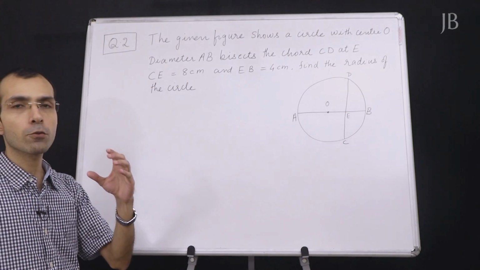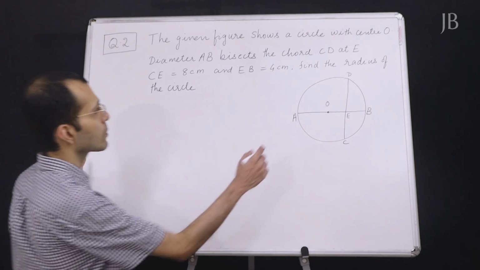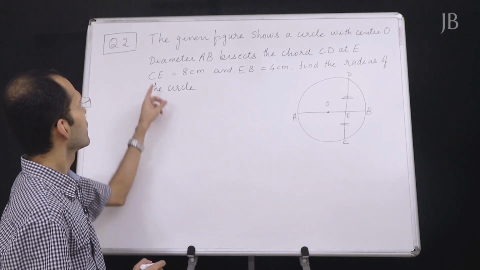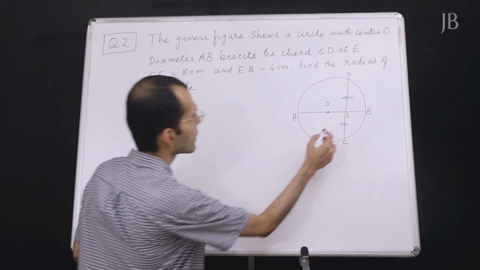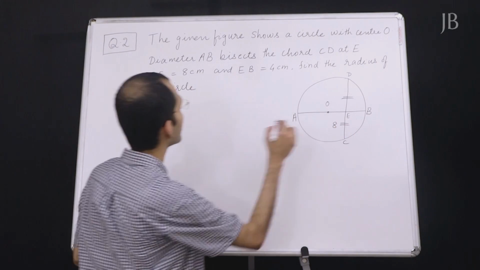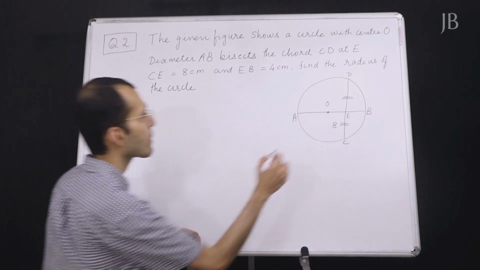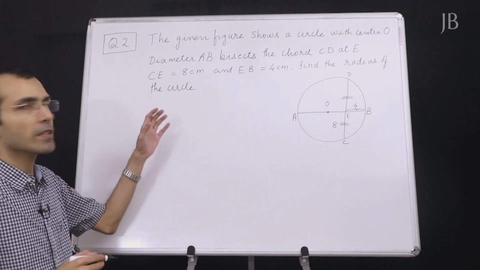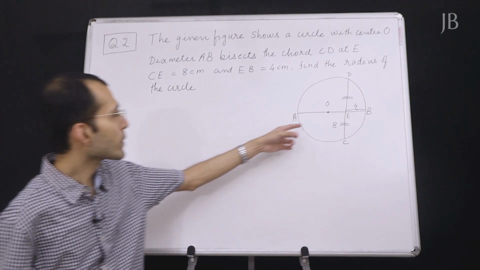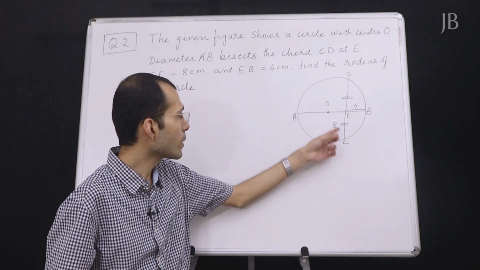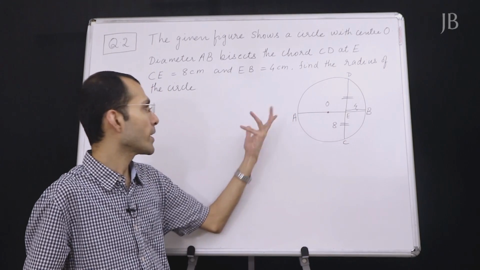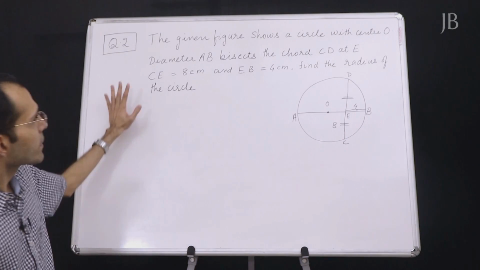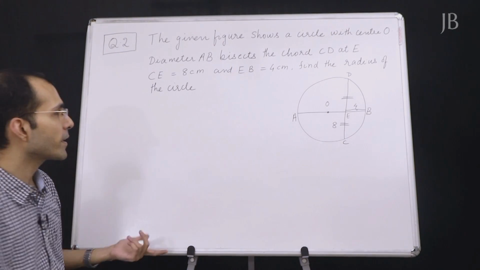Bisects means divides into two equal parts. So CE will equal ED. CE is 8 and EB is 4. Find the radius of the circle. So radius would be what? OD or OC or OA, whatever is convenient to find. All of them are radii of the same circle. This is the only information and we need to calculate the radius.